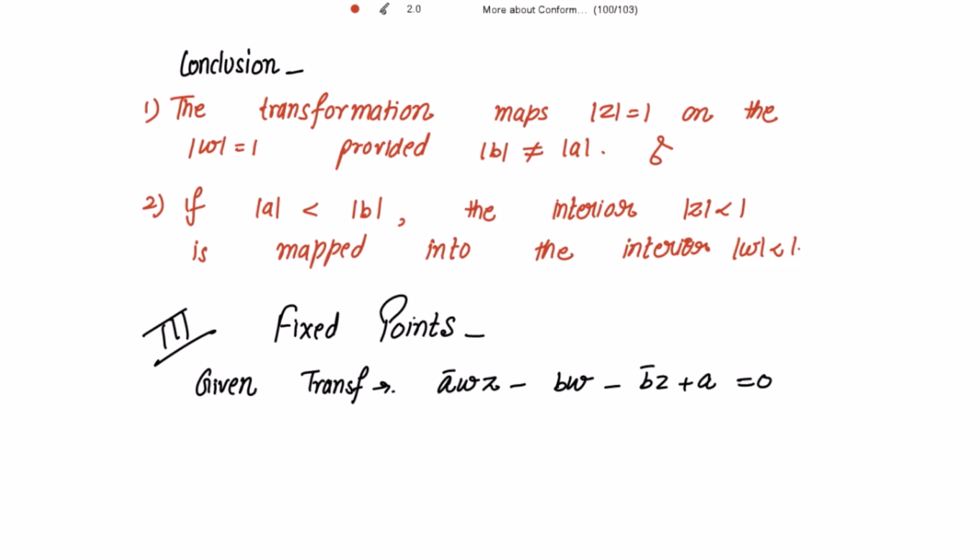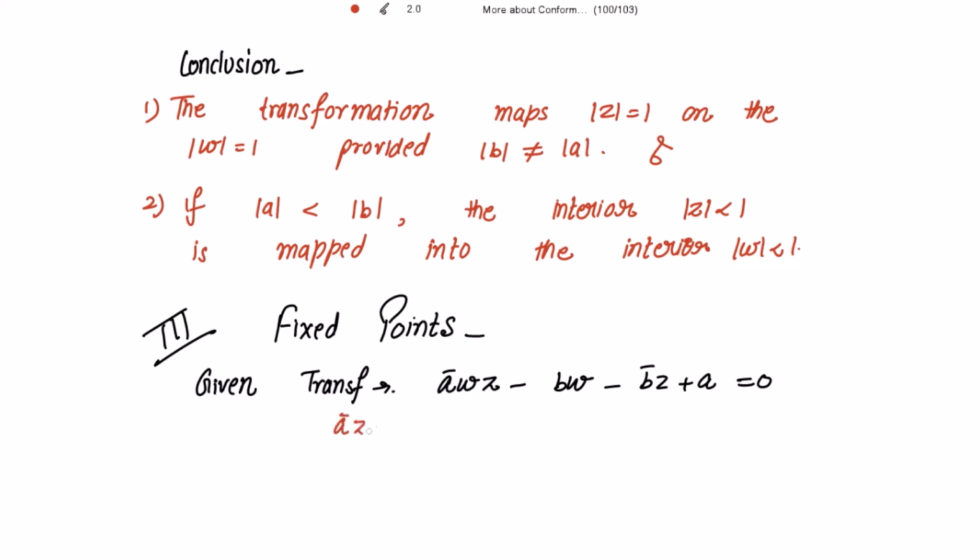Okay, third one: to find the fixed points, to show that the fixed points are the inverse points of each other, right? And also we can show that the fixed points lie on the circle. Now how to get the fixed points from the given transformation? This is your given transformation, yes? So to get the fixed points, we just need to replace w with z.